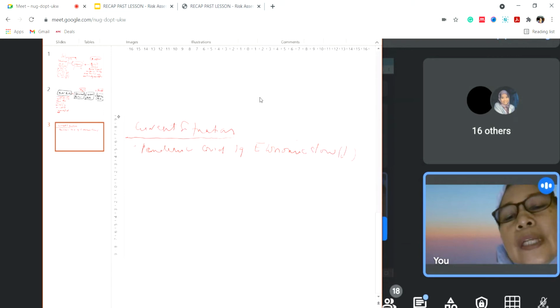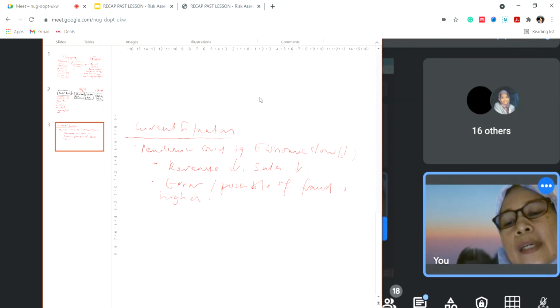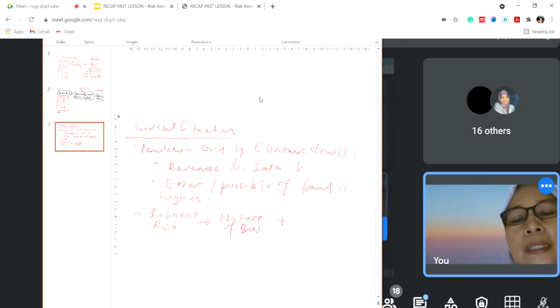Okay, or down. So the effect is they might have revenue reduced, okay, sales will be reduced, and the possibility of error in preparing the financial statement is higher. Okay, possibility of fraud. So this is the situation due to business failure, or business risk. So when business risk happens in the company, it will affect the nature of the business, as well as they might not have a good internal control system.